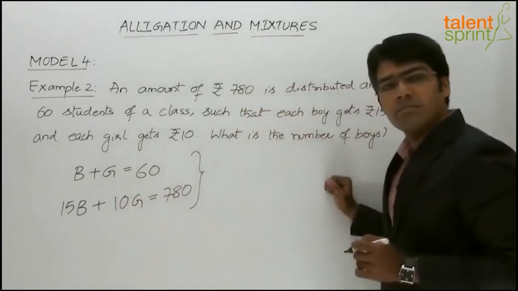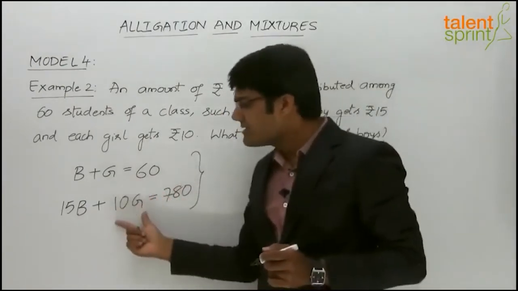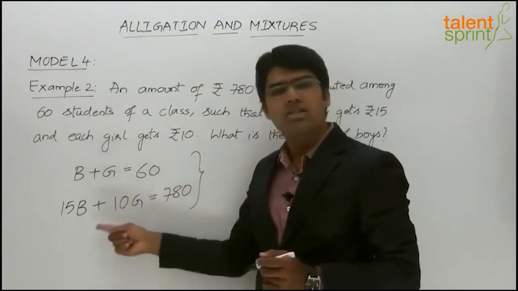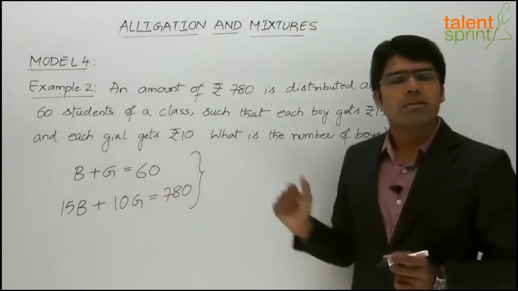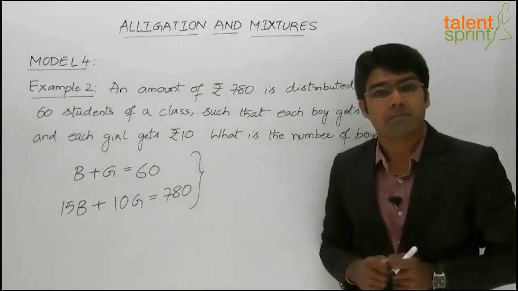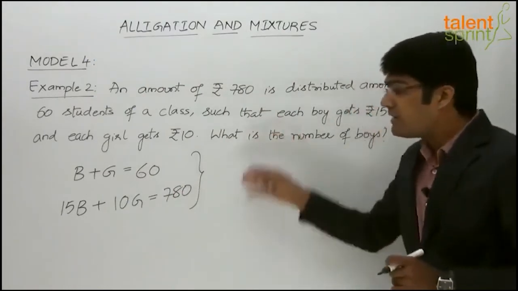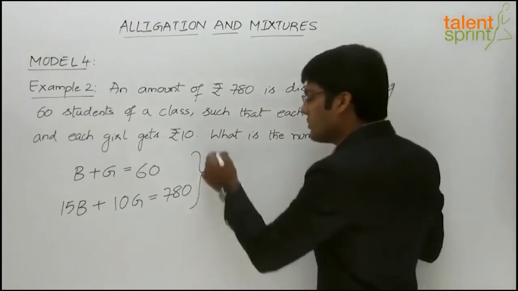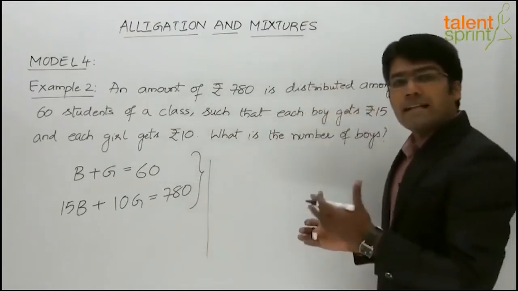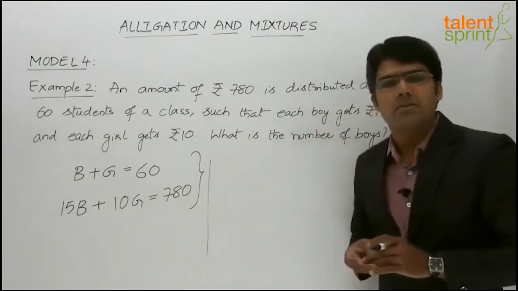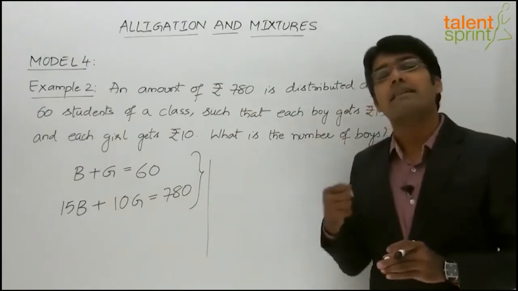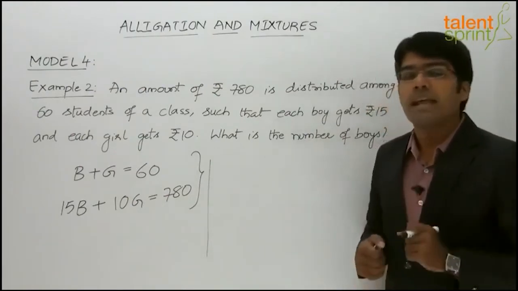boys and girls. Now again we see that we have got 2 equations in 2 variables, B and G. We can solve these 2 equations to find out the number of boys or the number of girls as the case may be. But let us now solve this question using the alligation rule. Now you know that type 1 here is one category of students and type 2 is the other category of students. Let us assume type 1 is boys and type 2 is girls. So how do you apply alligation rule?